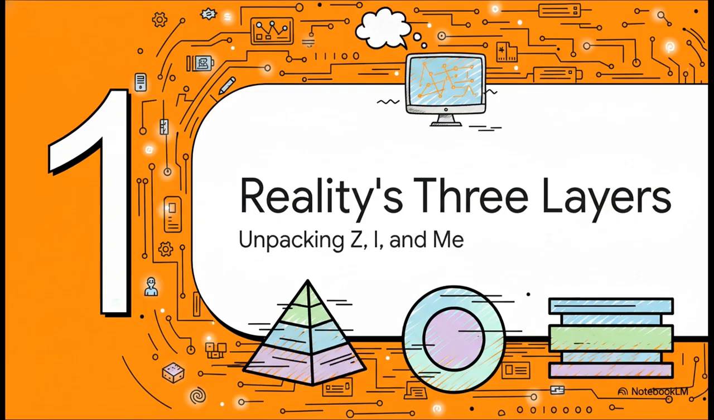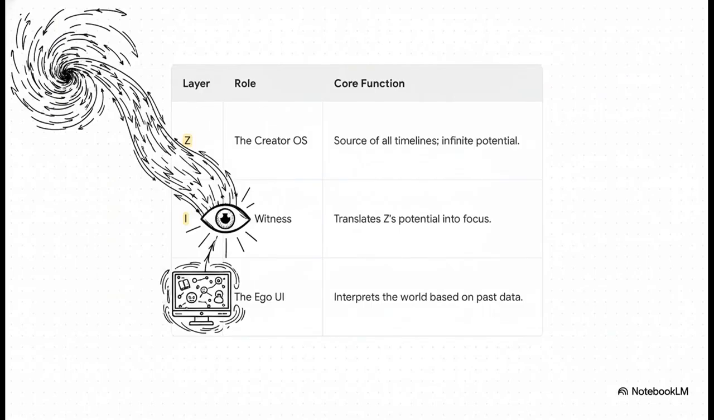Now, right off the bat, let's get something crucial straight. You are not one single thing. You're more like a dynamic, 3-layered system. And this is so important because, honestly, understanding this architecture is the key to pretty much everything else. Okay, so you see this table here? The most important thing to grasp is the direction of the flow. It all starts with Z.